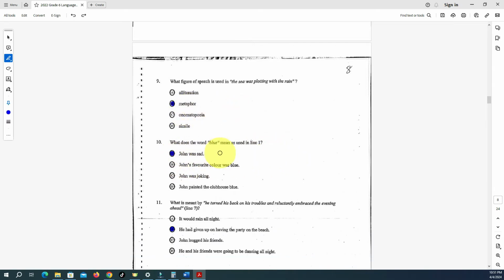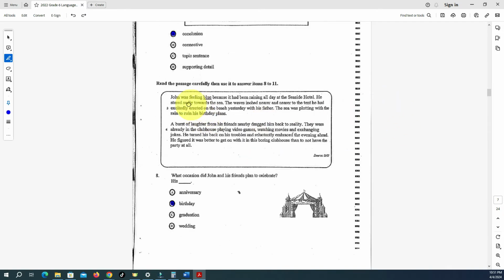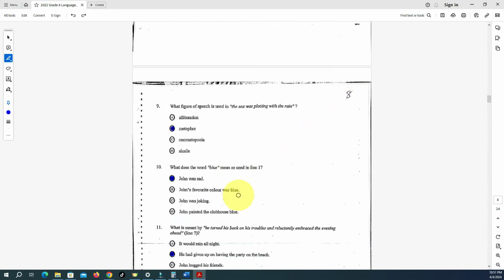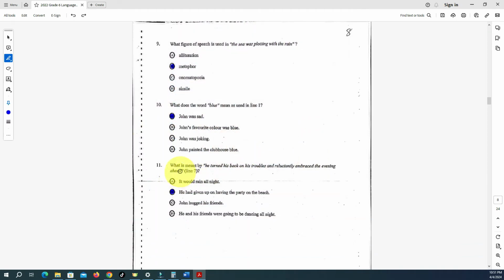All right, what does the word "blue" mean as used in line 1? So line 1, "blue." Okay, feeling blue. Was feeling sad. So John was feeling sad, like when I'm feeling blue, right? All right, what is meant by "he turned his back on his troubles and reluctantly embraced the evening ahead"? I would say that he had given up on having the party on the beach. He's now going to go to the clubhouse. So that would be B.